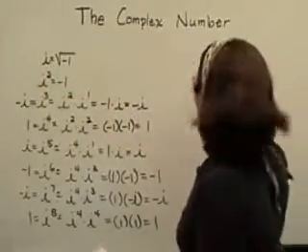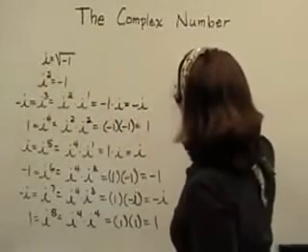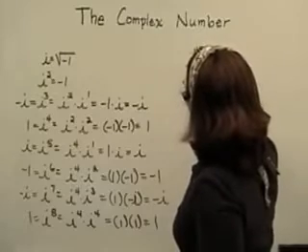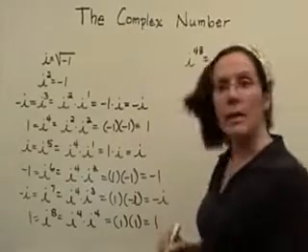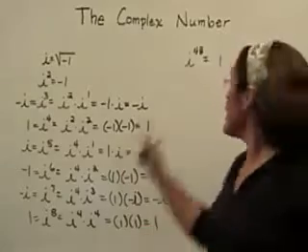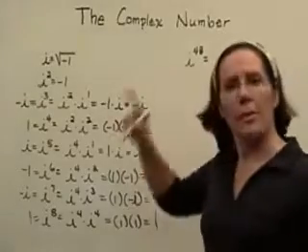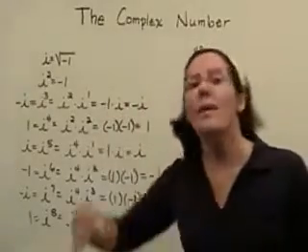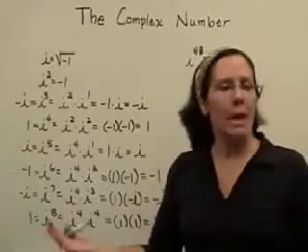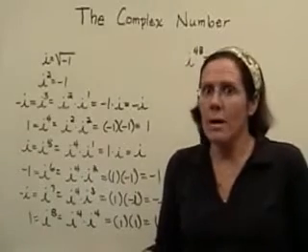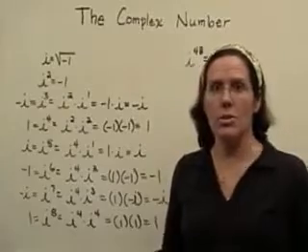So what we're going to ask you to think about next is, what is I to the 48th power equal to? And you're just going to tell me that that's equal to 1. Because I could write this as I to the fourth times I to the fourth times I to the fourth, and so on, 12 times. But I to the fourth is just 1, so it means 1 times itself 12 times, which is just 1.